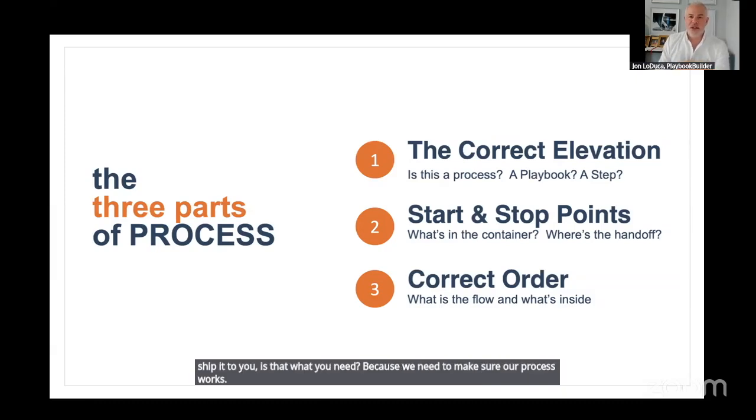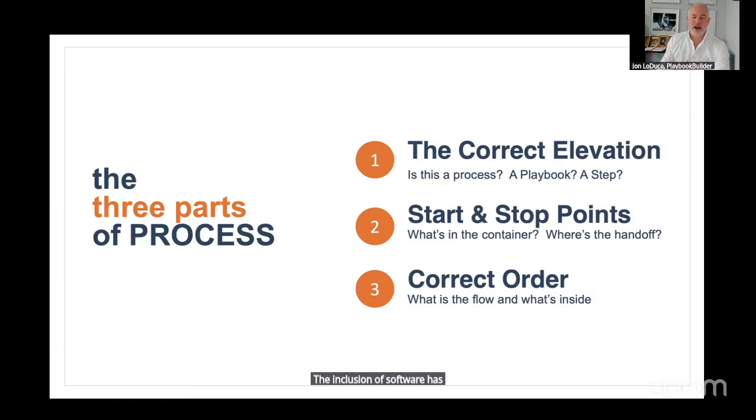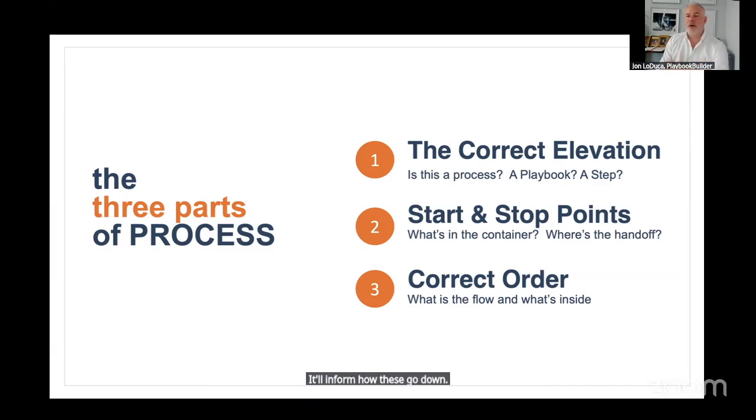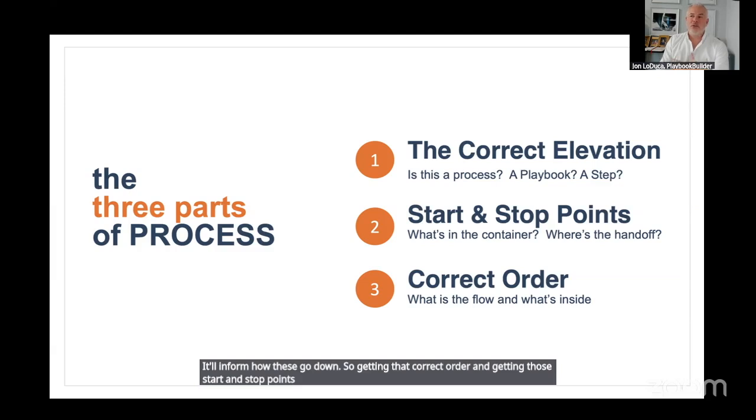The inclusion of software has a lot to do with this stuff. And so oftentimes you'll see a layer of work and then underneath it is a layer of the software that underpins it. And that's not unusual. It'll inform how these go down. So getting that correct order and getting those start and stop points can sometimes have a lot to do with what other platforms are involved in the equation.